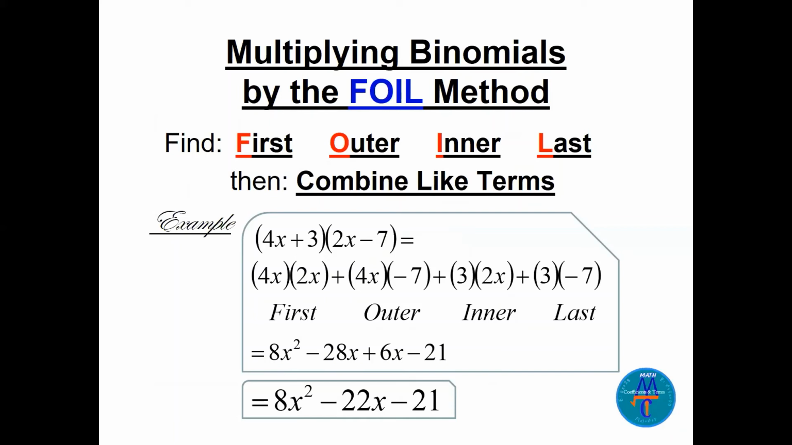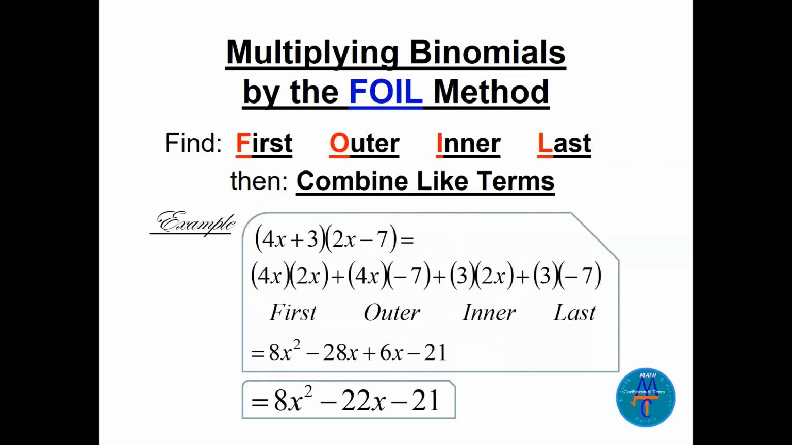Look at this nice example. 4x plus 3, if we need to multiply by 2x minus 7. I know you have many ways to multiply this, but let's take the word here and use the FOIL method. All right, so 4x times 2x, I put it here in details for you: 4x times minus 7, 3 times 2x, 3 times minus 7. So the first is this first, because we start with the first.